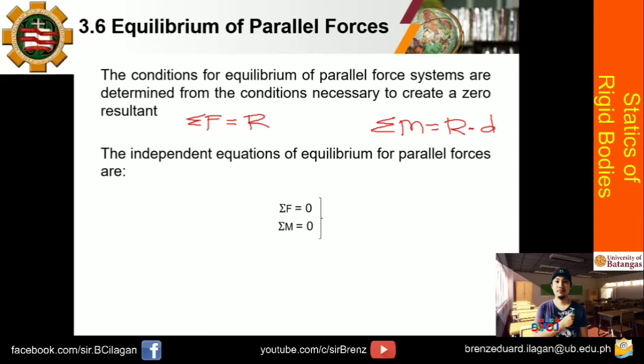So again, as I always say, for an equilibrium equation, R is simply replaced by 0, since we assume that the resultant is equal to 0, or it will create a problem for equilibrium. Okay guys, so this one is parallel forces only. So let's try an example.